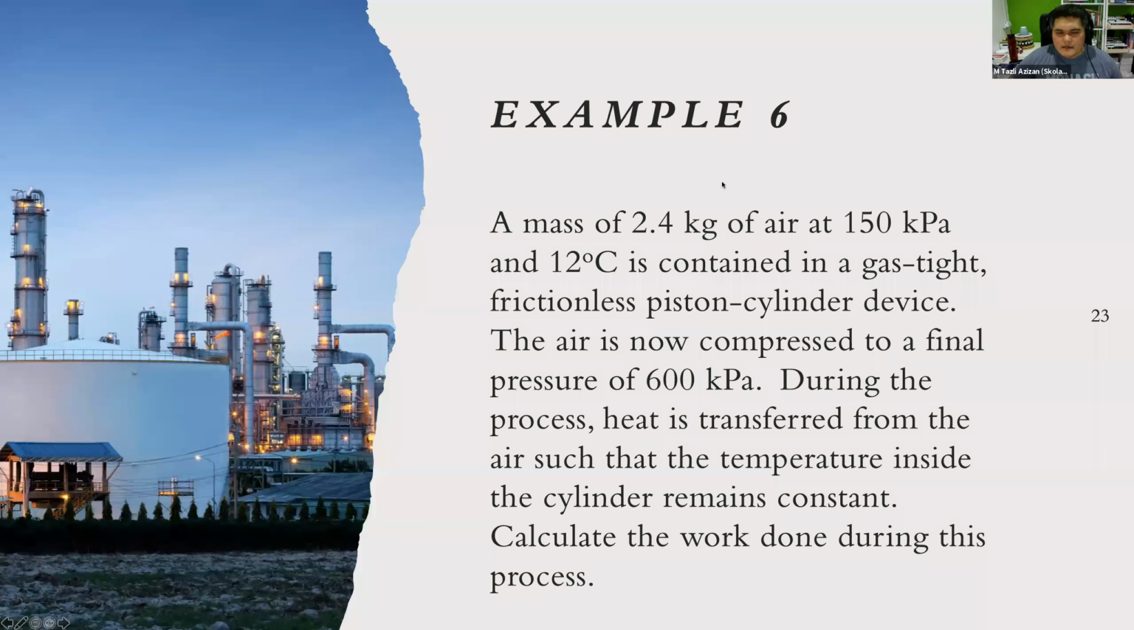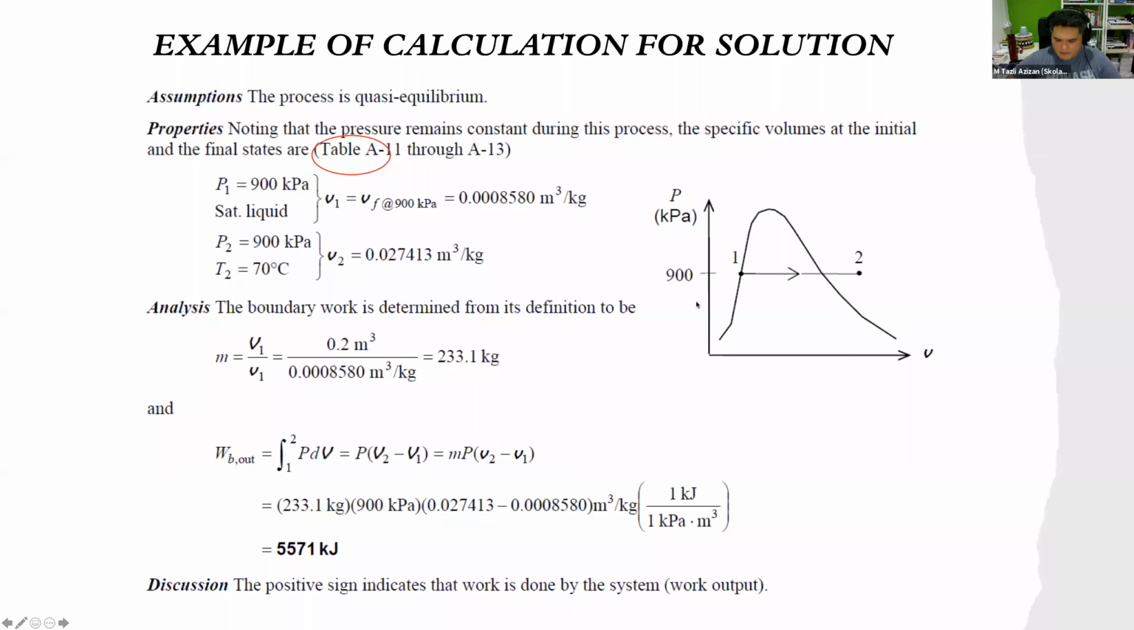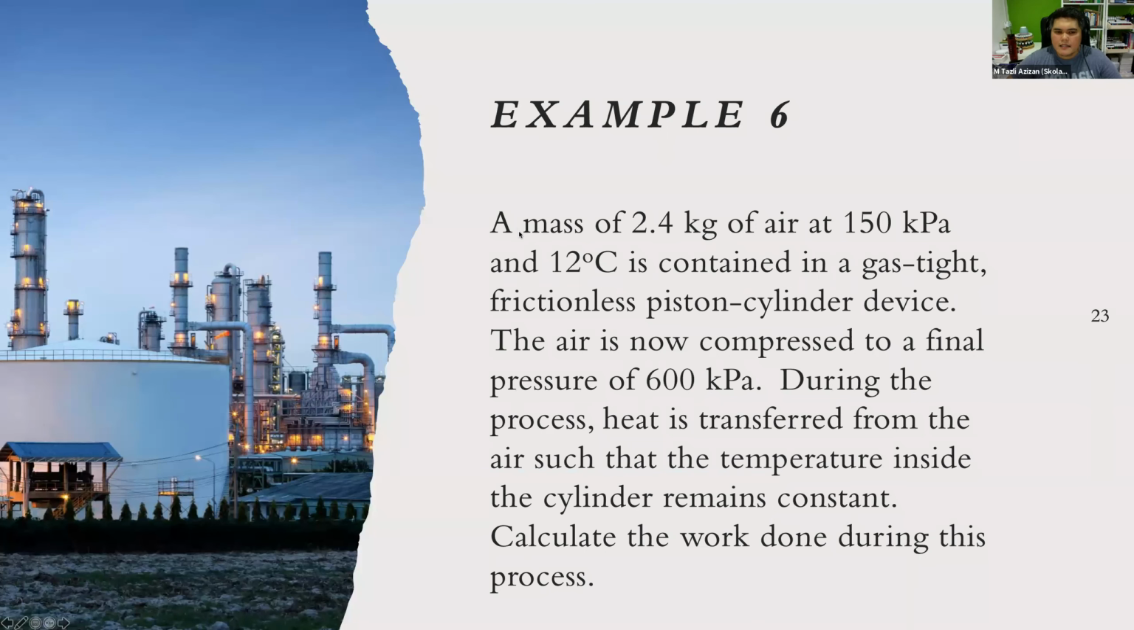Right, so for example 6, a mass of 2.4 kilogram of air at 150 kilopascal and 12 degrees Celsius is contained in a gas-tight frictionless piston cylinder device. Okay, so look at this statement again. A mass of 2.4 kilogram of air. So we are given 2.4 kilogram of air. This is m. And at 150 kilopascal, this could be considered as P1, and 12 degrees Celsius is contained in a gas-tight frictionless piston cylinder device.